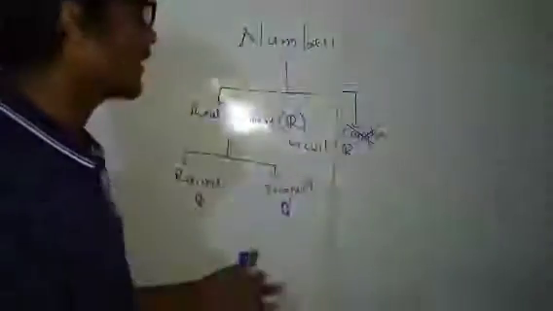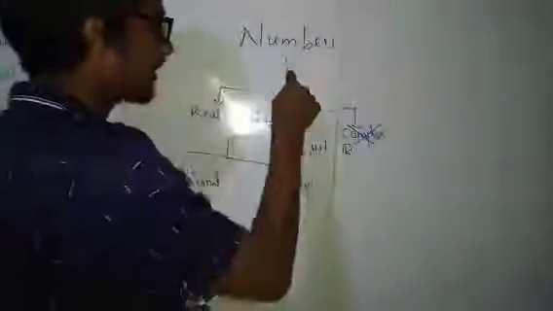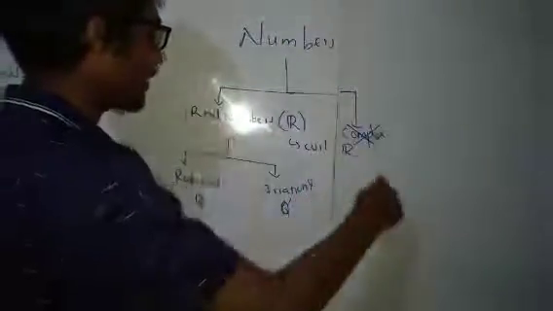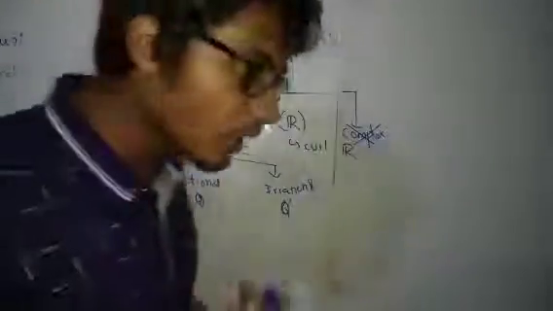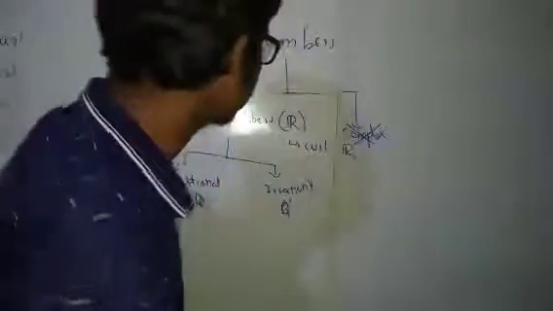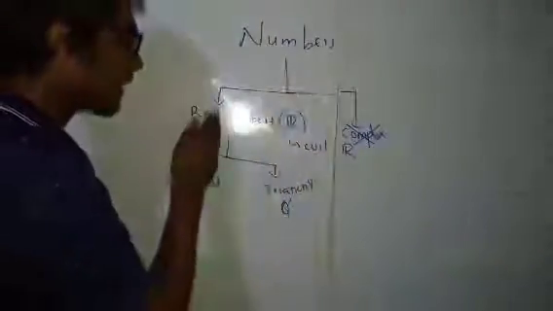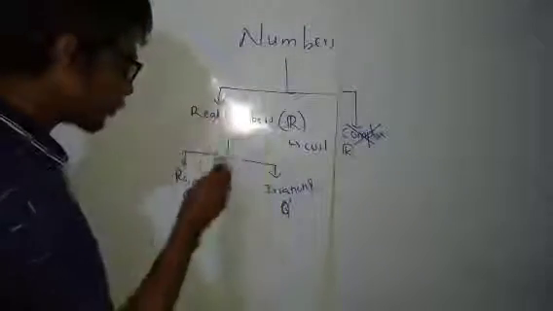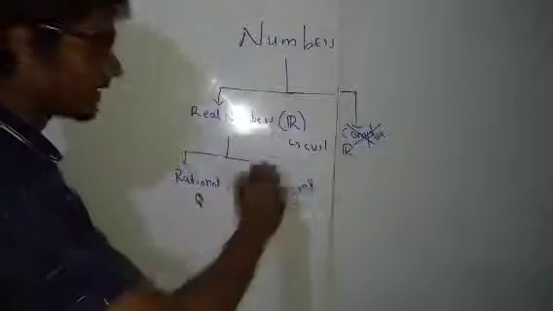If I put a topic as numbers, numbers can be divided into two: real numbers and complex numbers. As far as O-level students are concerned, we don't learn about complex numbers. We are going to go towards the real numbers, and from real numbers we are going to go towards rational numbers and irrational numbers.